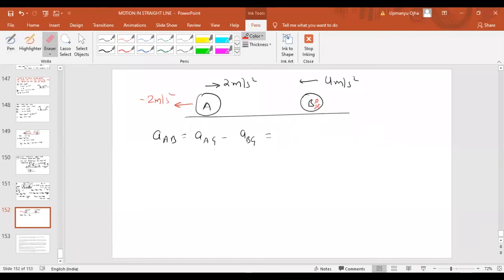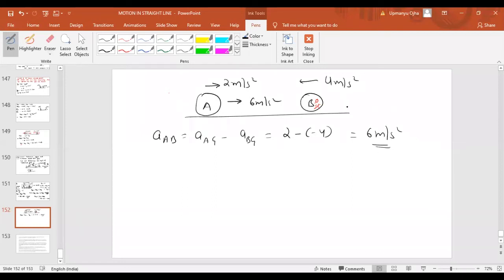Wait, sorry, I have made a mistake. Acceleration of A with respect to ground is 2, minus the acceleration of B, which is minus 4 because this is negative. So it will come as 6 meter per second square. Which means for the observer at B, he will feel that A is moving towards him with 6 meter per second square. Okay, fine. Please make a correction in that.